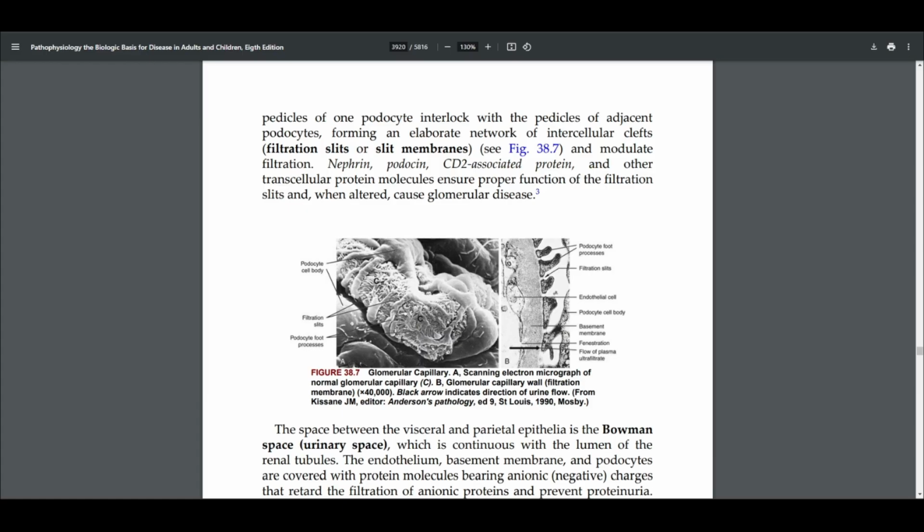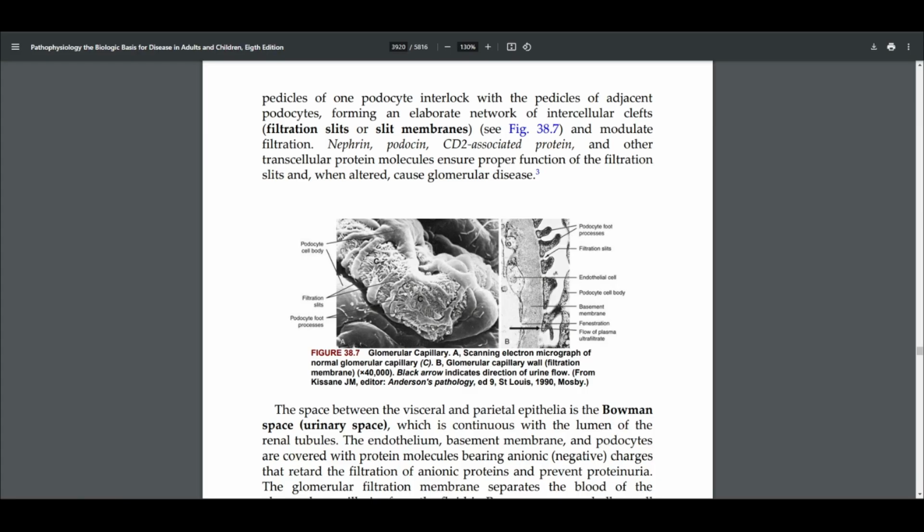Nephrin, podocin, the CD2-associated protein, and other transcellular protein molecules ensure proper function of the filtration slits and, when altered, cause glomerular disease. So here we're taking a look at that glomerular capillary. A scanning electron micrograph of normal glomerular capillary. Then section B here is a glomerular capillary wall. It shows the filtration membrane at, I guess, a 40,000 times increase. The black arrow indicates direction of the urine flow.